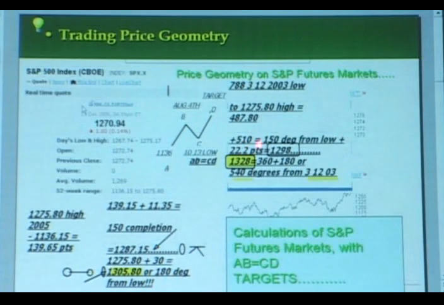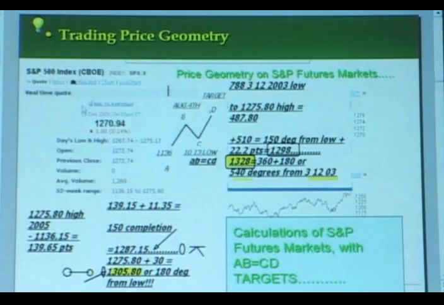Here we have, if you add 510 from our earlier number, these are targets. Again, it's a way to build targets from A to B to C. 360 degrees plus half of a wheel. Each wheel is 360. Here's 180 plus 360, that's 540. I consider that a wheel and a half. So 540 degrees or points from the 312 low would get us to 1328, which is a wheel and a half from this point. So the concept of wheels is actually quite powerful.